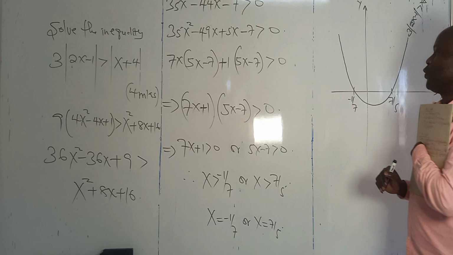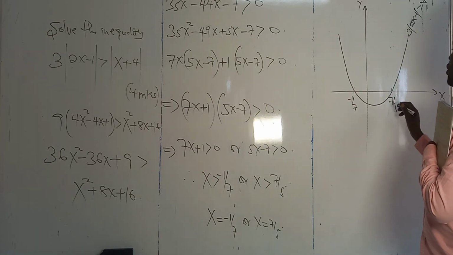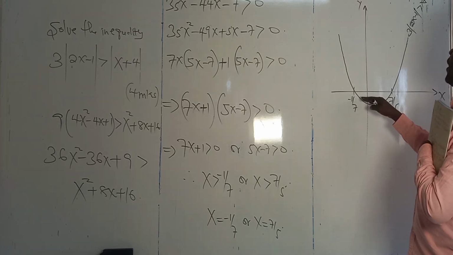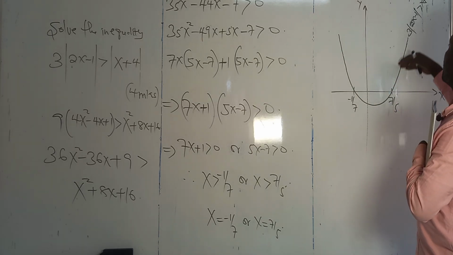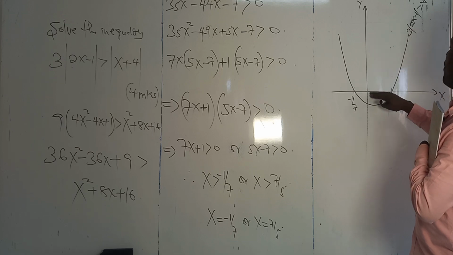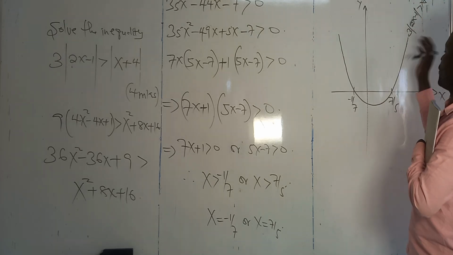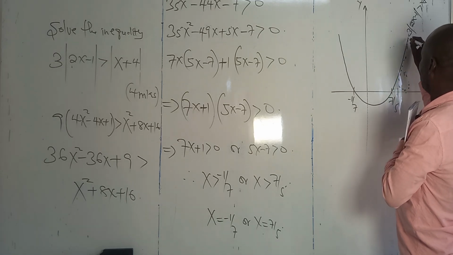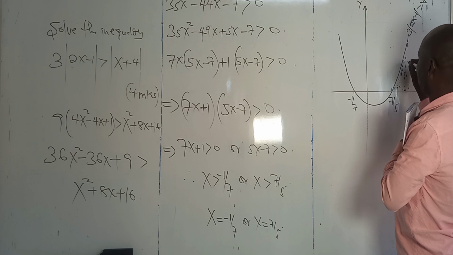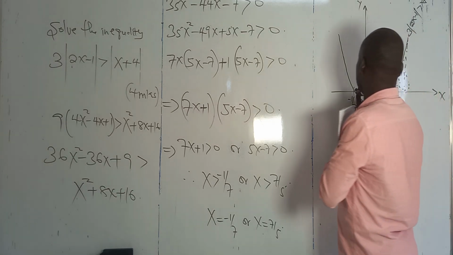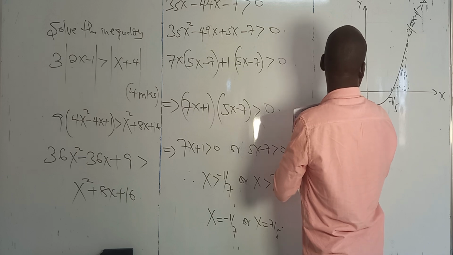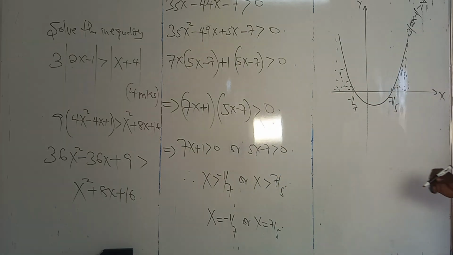So what we are going to do is to take the regions of this curve which are above. So for instance, it's this region, because it's above the x-axis. The other region which is above the x-axis is this. So that's how it looks like. That's the solution to our question.